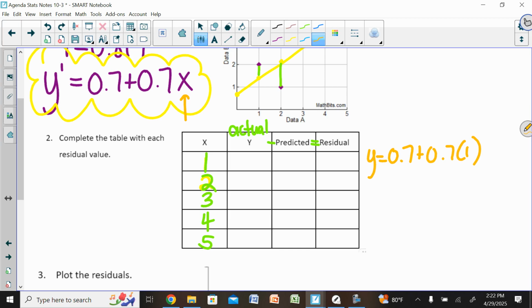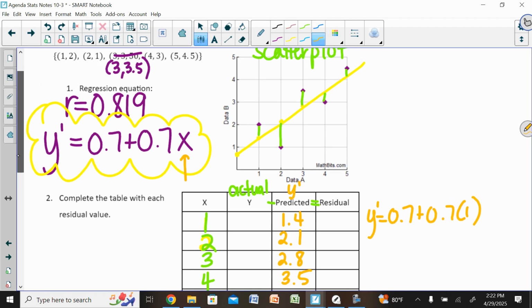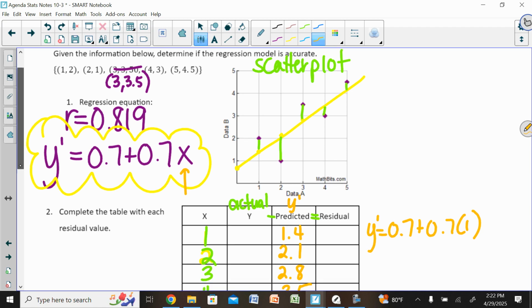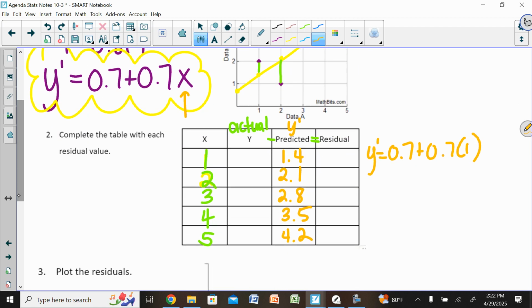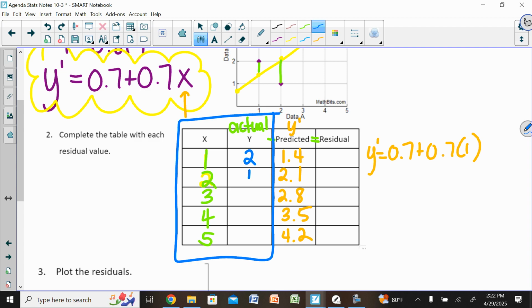And my predicted y prime is a 1.4. My predicted, when I put a 2 in for the x, was a 2.1, a 2.8, 3.5, and a 4.2. I forgot to write in my actual y values. This is from my data. This is from my ordered pairs that I gave you that we started off with. So my actual data, the data that was given, was a 2, a 1, a 3.5, 3, and 4.4.